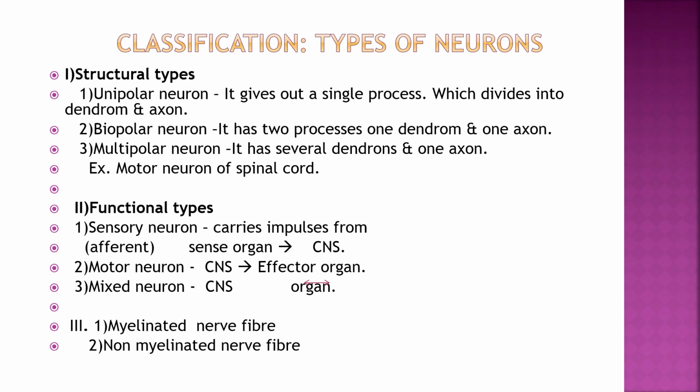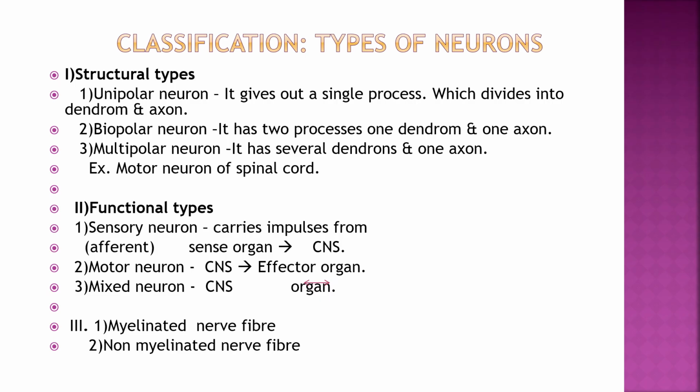According to the functions, they are divided into sensory, motor and mixed fibers. A sensory neuron is a neuron which carries impulses from sensory organs like skin, eye, ear, tongue. So these are all sensory organs. From the sensory organ to the central nervous system, that is brain or spinal cord, that is called a sensory fiber.